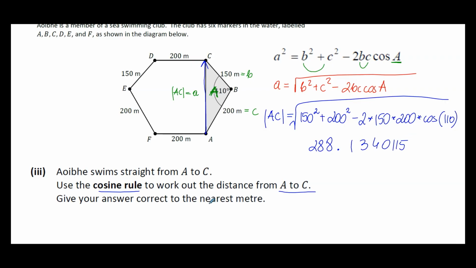288.1340115. The terms and conditions say nearest meter; the cutoff digit is 1, less than 5, therefore we leave that. That means 288 meters, not centimeters, is the length of that AC.